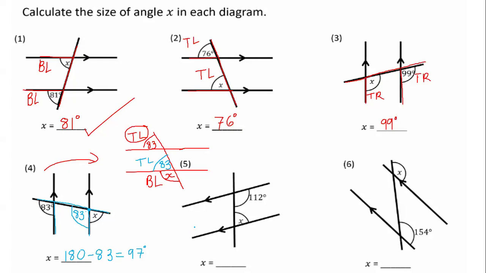So remember that corresponding angles are only referred to if, like, this is on the top of the F, this has to be on the top of the F for them to be corresponding. X is not corresponding to 83. Definitely not. Okay, let's move on to this one.